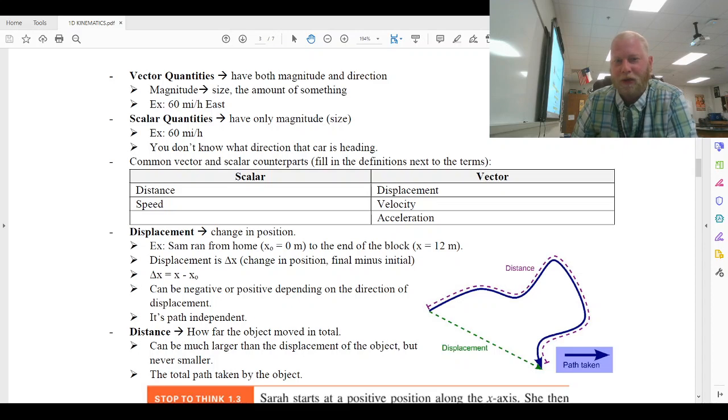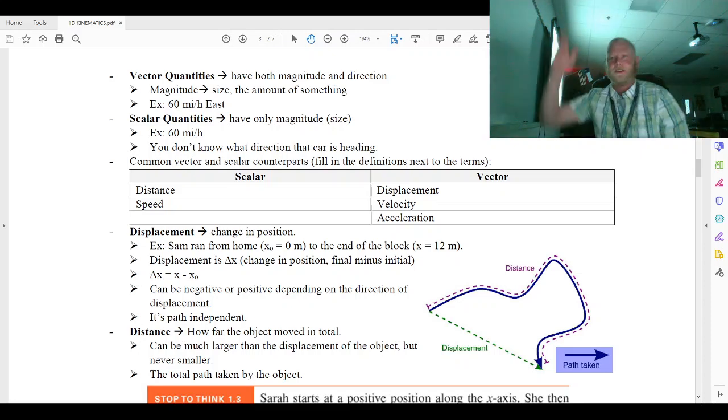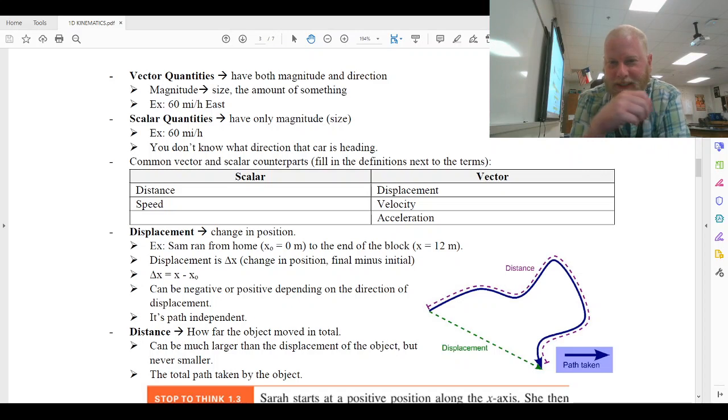speed. Whereas your vector quantities give you more information than your scalars do. They don't just tell you the magnitude, the numerical value, but they also tell you the direction in which the object is traveling. So your scalar quantities give limited information, whereas your vector quantities give you much more.